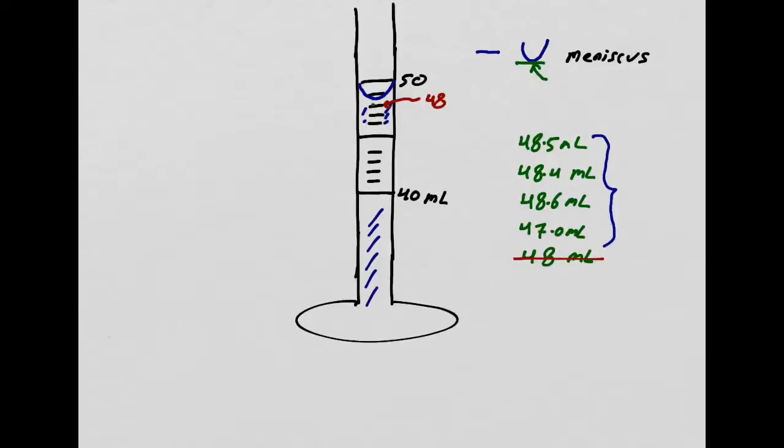Let me redo this. There we go. So all of these numbers are okay because the last digit is estimated. Someone might say, oh, this is 48.5. Someone might say, no, my eyes are a little bit better, I think it's 48.6. That's okay because the last number is always estimated.